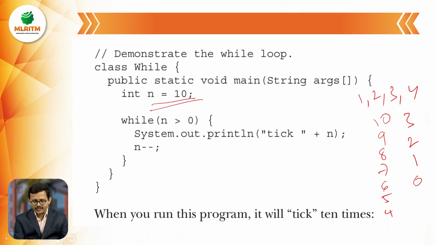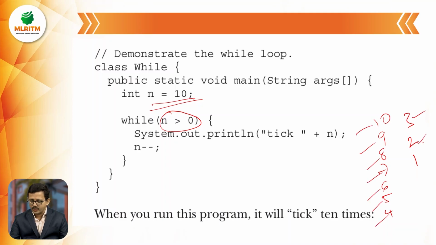Okay, but what is the condition here? N greater than 0, so 0 is not considered in the output. What is the output here? You are going to get 10, 9, 8, 7, 6, 5, 4, 3, 2 and 1. So 10 outputs you are going to get using the while loop.